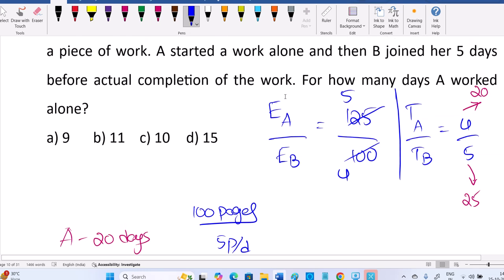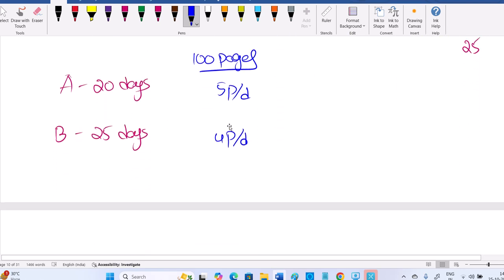And here A worked alone, but A and B together worked for 5 days, because B joined with A. 5 days before the actual completion means A and B together worked for 5 days and A worked alone for some days. What is the number of days you have to calculate? But the total work to complete is how many pages?